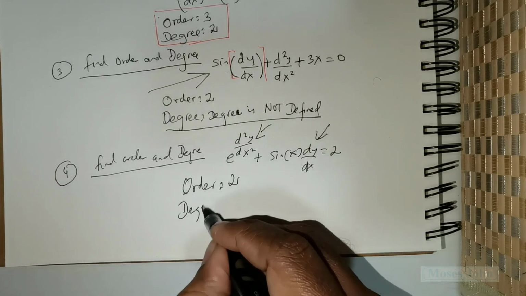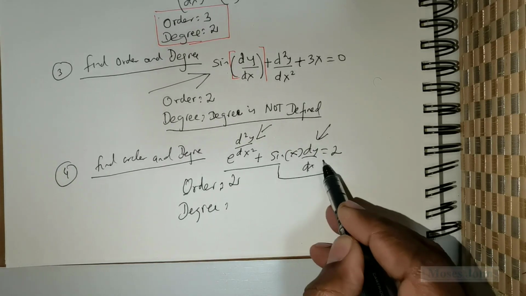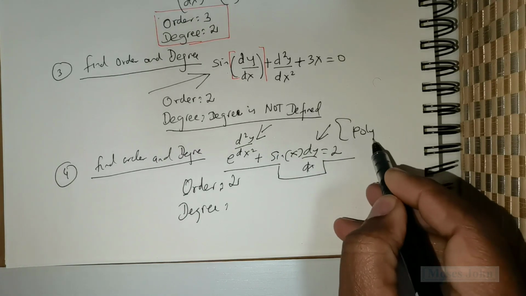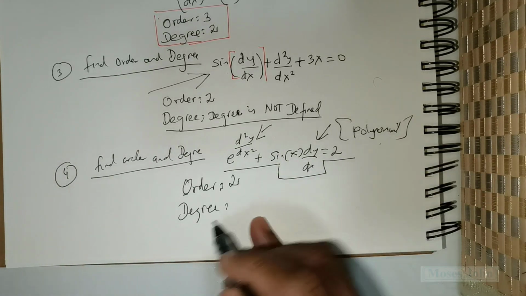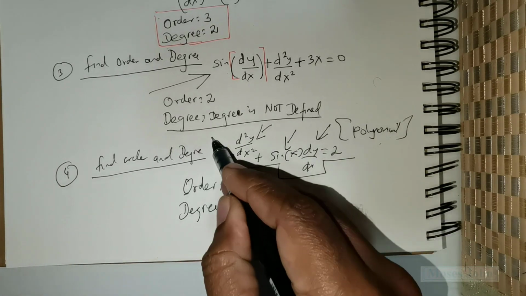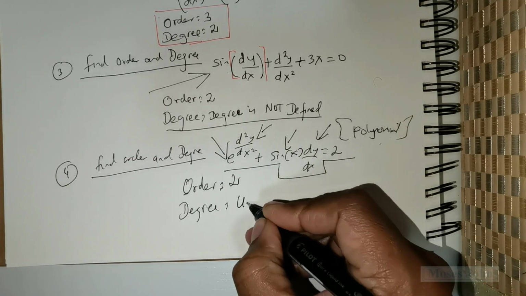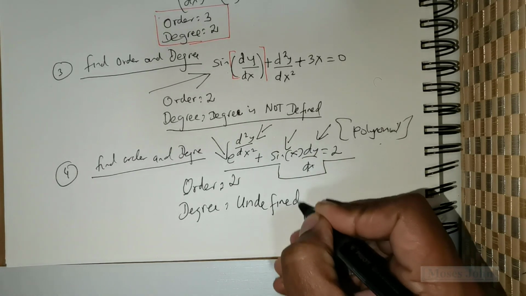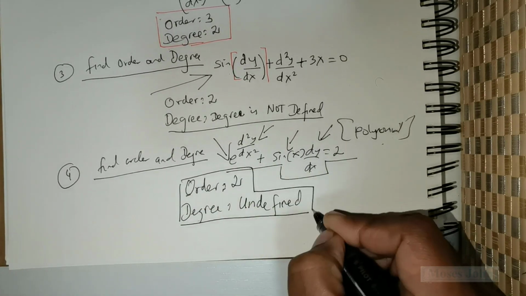Now when it comes to the degree, you have to first see if you can express the given differential equation as a polynomial. Okay, is it possible for this? No, it's impossible because you have sine here and you have an exponential function here. So your evident answer should be that the degree is undefined. Okay, so this should be the solution for the question.